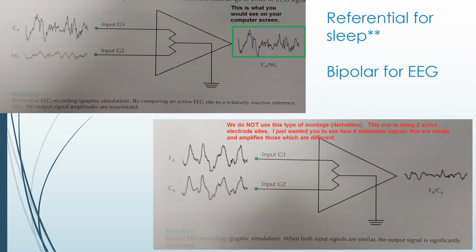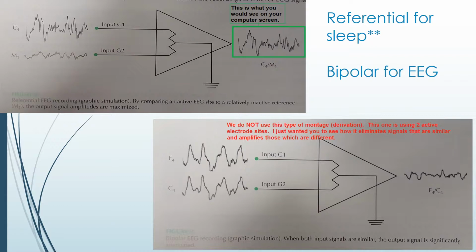So when you compare them to each other, look at your result. See how you lost the important information because it canceled out everything that's the same. So we always want to take the lobe or the area of the brain that we're trying to learn about, and we want to compare it to a reference.